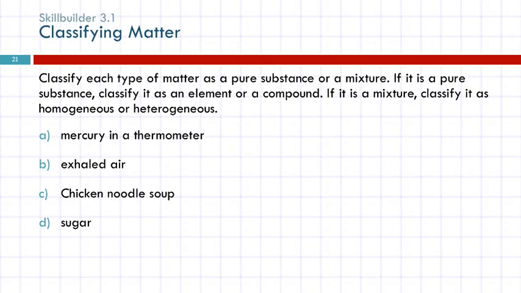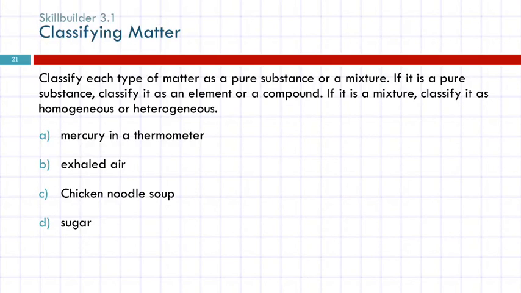So let's classify matter. Here we're asked to classify each of these as a pure substance or a mixture. And then if it's a pure substance, is it an element or a compound? If it's a mixture, is it homogeneous or heterogeneous? So the mercury in a thermometer. Well, first of all, think about what it looks like. Does it look lumpy or layered? No, it looks like liquid silver, right? So it's obviously very uniform.